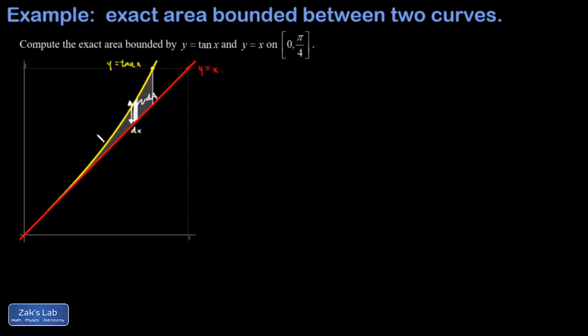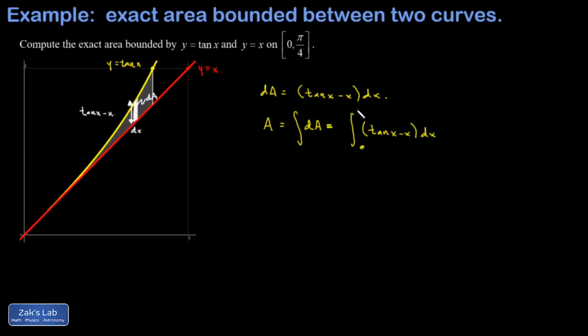So I need to express that height in terms of the given functions. The height needs to be a positive number here, so the function on top is the one I take first in the difference. And my height is going to be tangent x minus x. So I get an area contribution of tangent x minus x, that's the height, times the width, dx. And all that's left to do is sum these up. So the total area is the sum of all the area contributions. That's what integration does. It adds up a bunch of continuously changing infinitesimal contributions. And we put in the expression for dA, and then we need the boundaries on the integral, and that's just from 0 to pi over 4.